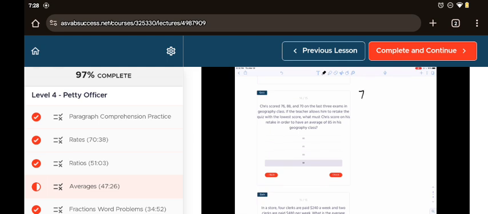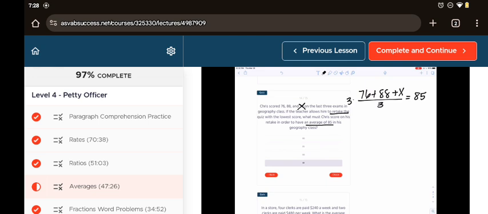So here we're going to, once again, add it up. 76 plus 88 plus 70. Wait a second, he retakes it. So that means we're replacing the 70 with x, okay? Because 70 is his lowest score, and he gets to replace that with another score, and we don't know what that score is yet. Then we divide that by 3, and he wants to get an average of 85. So we're going to put equals 85.